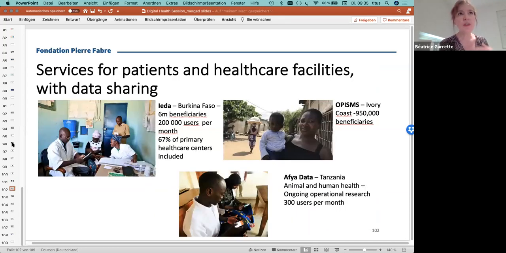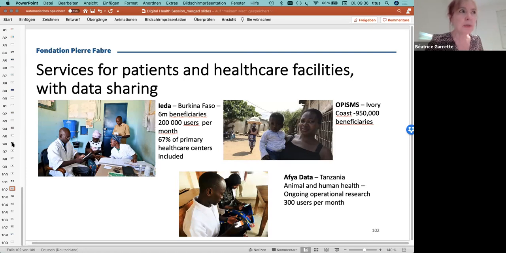So what about all the health services which try to strengthen the health centers and also make it possible to capture the right data and to share the data with health authorities. And one example is really prominent. It's a real champion. It's YEDA. So it was implemented by the NGO Terre des Hommes in Burkina Faso. So there are more than 6 million beneficiaries now, 200,000 users per month. So it's the consultation for children in healthcare, in basic healthcare centers.